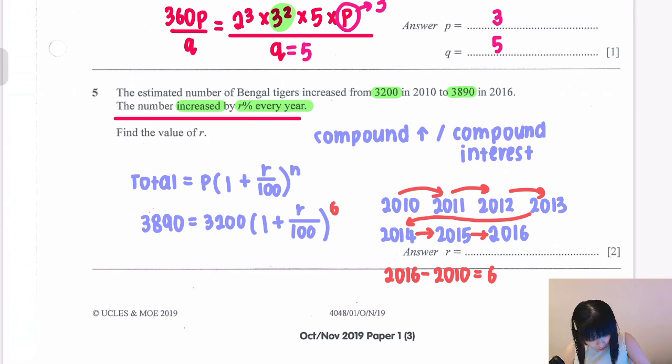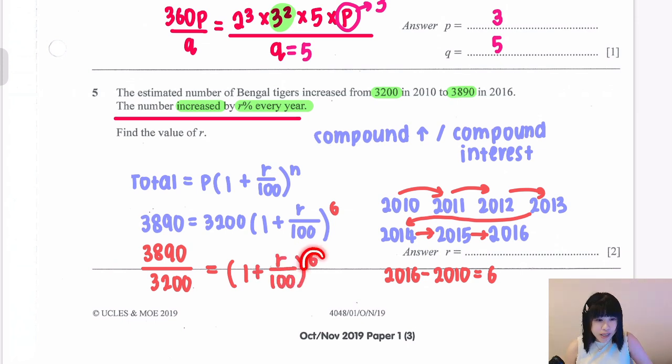First thing, because here is times, the opposite of times is divide. So I will take 3890 divided by 3200 equals to 1 plus R over 100 to the power of 6. Now, the opposite of power 6 is basically, I take this part here, I take 1 over 6. That's always the opposite.